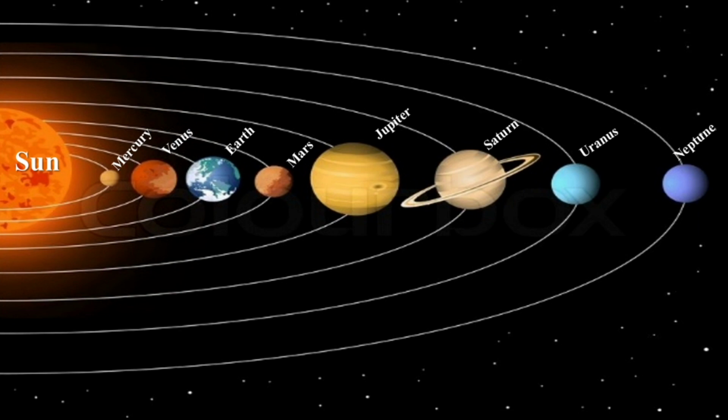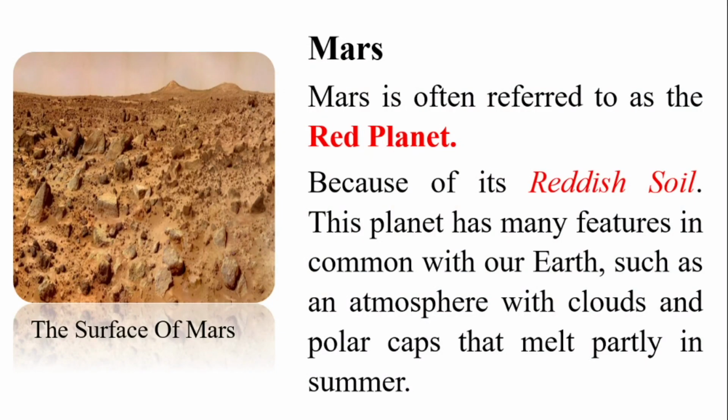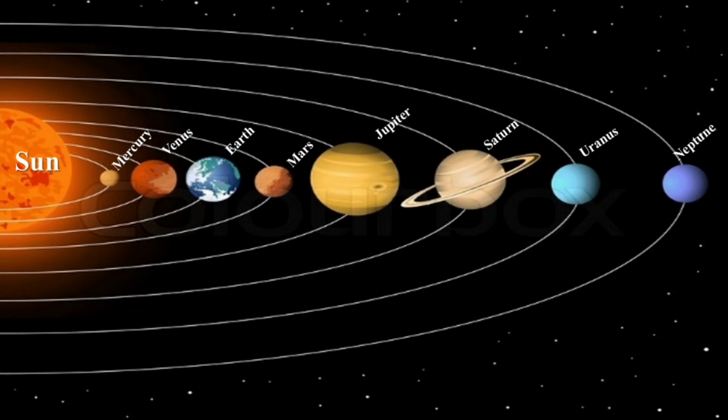The next planet we are going to study is Mars. Mars is often referred to as the red planet. You can see the image of Mars on the left side. Because of its reddish soil, this planet has many features in common with our Earth, such as an atmosphere with clouds and polar caps that melt partly in summer. So that is the fourth planet of the solar system.